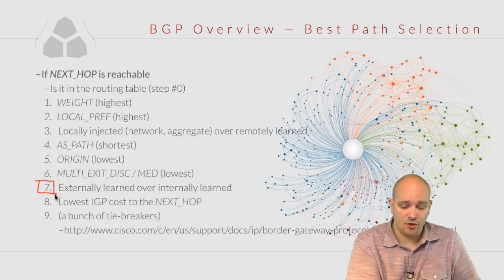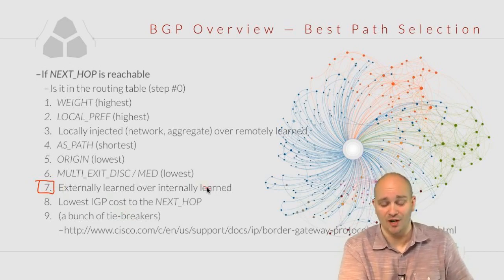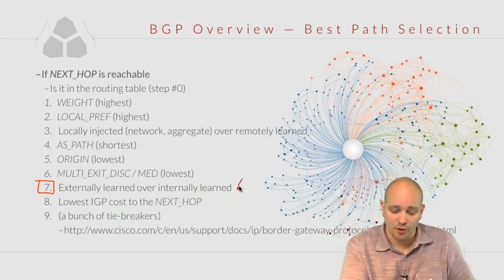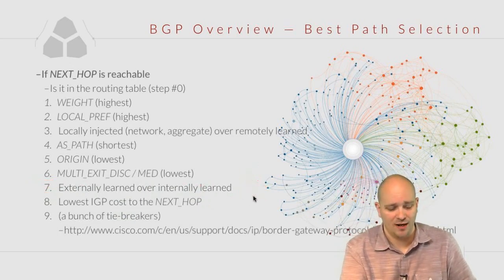In step 7, the route that has been learned from an external peer is going to be preferred over the route that has been internally learned. So we are going to prefer the external over internal peer. And I should point out that this has nothing to do with the administrative distance of the routes.